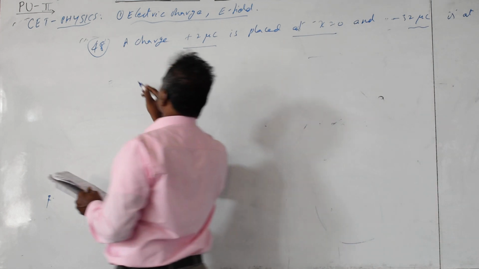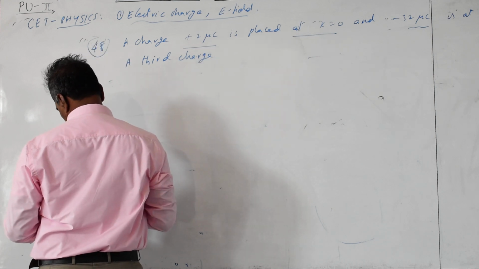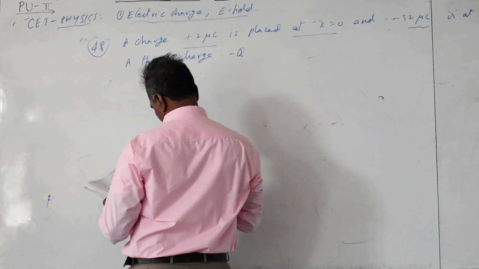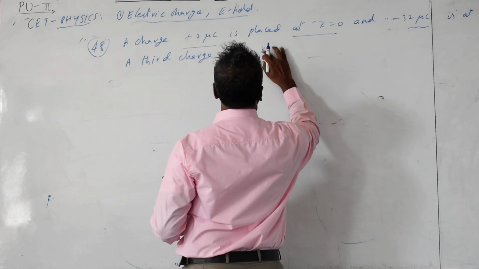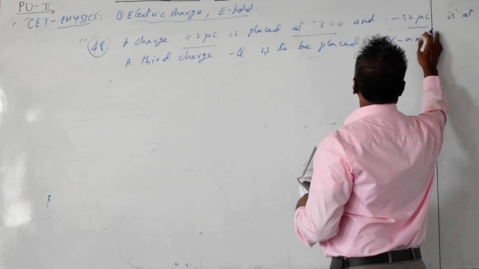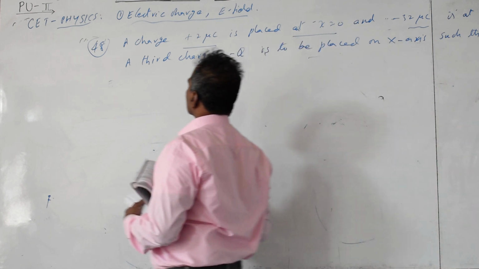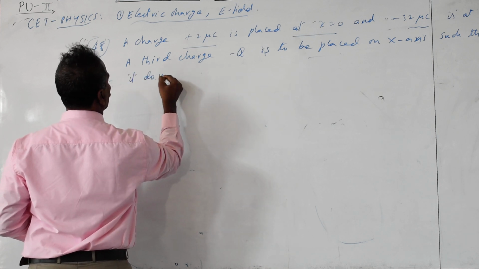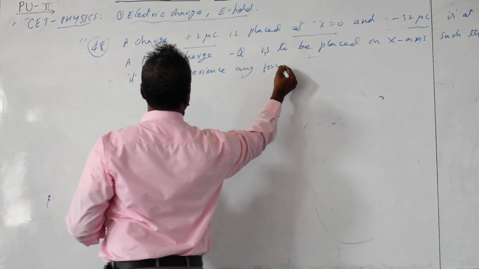A third charge, minus 2 microcoulomb, is to be placed on the x-axis such that there is no force on it, or it does not experience any force, meaning force is 0 on it.